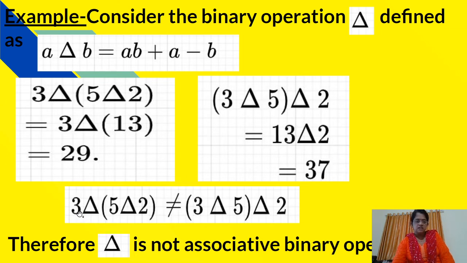That is, 3 triangle (5 triangle 2) is not equal to (3 triangle 5) triangle 2, and hence this triangle is not an associative binary operation, because A star (B star C) is not equal to (A star B) star C.